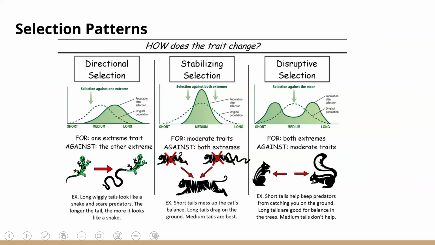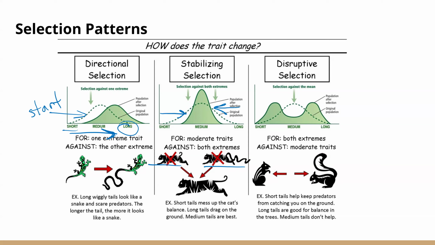All right, finally, we looked at selection patterns. So directional, if you have an extreme trait, so we've got a short tail, a long tail. The long tails look like a snake. So what happens is the long tails, we start off the dashed lines, our starting point. So what happens is the short tails are selected against, and we see a movement in one direction or another. Stabilizing, the moderate, it selects for the moderate trait. So in other words, there's something that's not great about the extremes. And so we see our bell curve push to the middle and become narrow.